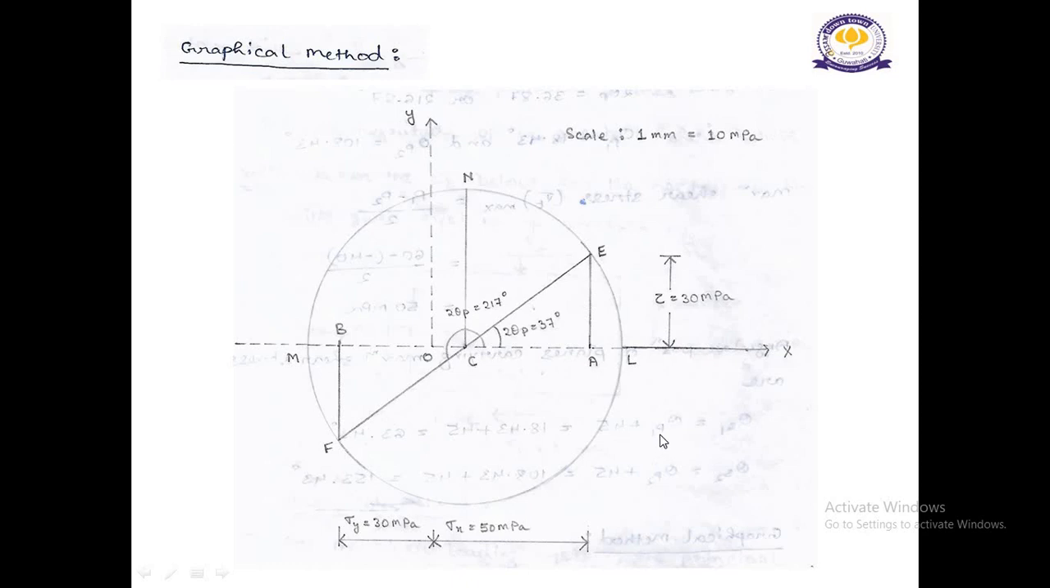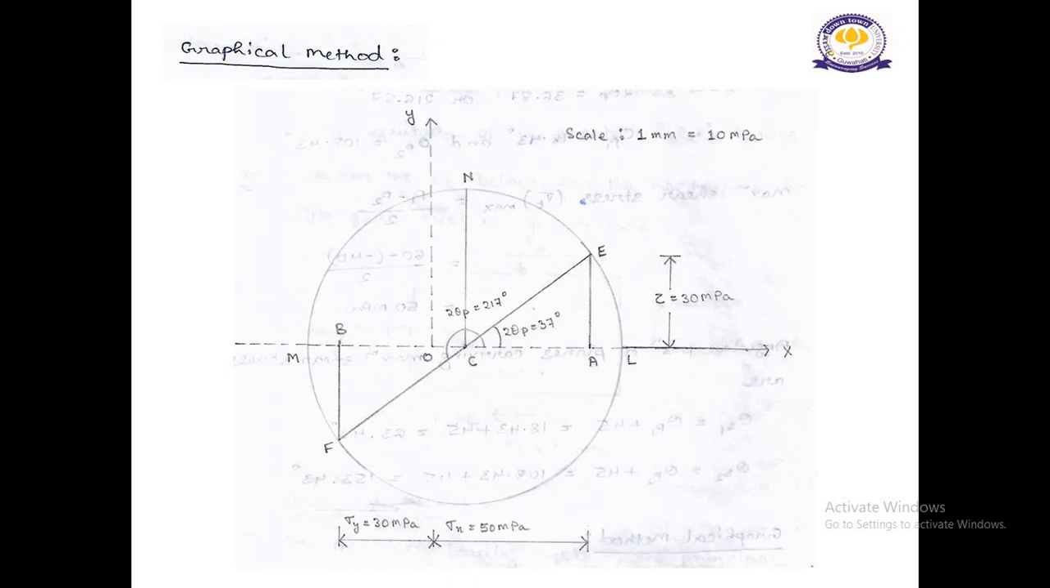So let me explain this first. I will mention the steps also in this video. So first, draw the x-axis and y-axis meeting at the point O, this point. Then with reference to point O, measure OA equal to sigma x, which is equal to 50 megapascal.